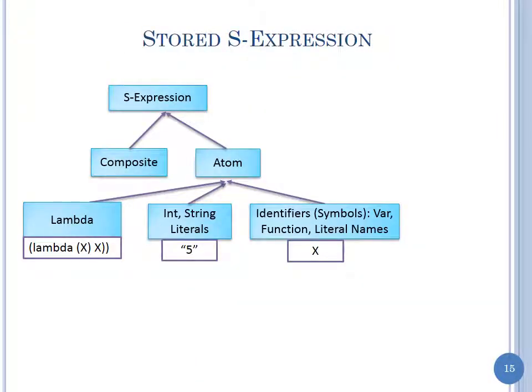So in our classification, we have S expressions, composites, and atoms. And the atoms we first dealt with were only int and string literals. Then we added to this set of atoms identifiers. And now we are adding to the set of atoms lambda objects.